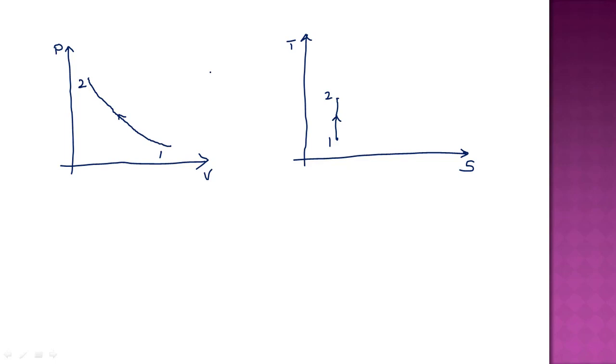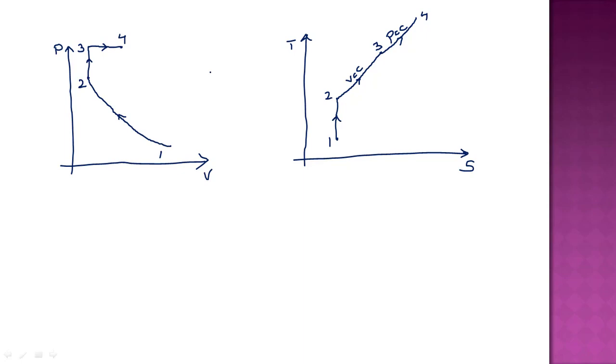Then process 2 to 3 is constant volume heat addition. So constant volume heat addition is represented in the TS diagram like this. So here the temperature is increasing when volume is kept constant, and as the temperature increases, pressure also increases. So we will get a vertical line in the PV diagram. And 3 to 4 constant pressure heat addition. So that is represented in the TS diagram like this. And in the PV diagram, constant pressure heat addition is represented as a horizontal line, as we know that when pressure is kept constant, temperature is directly proportional to volume. So that's why as the temperature increases, volume also increases.